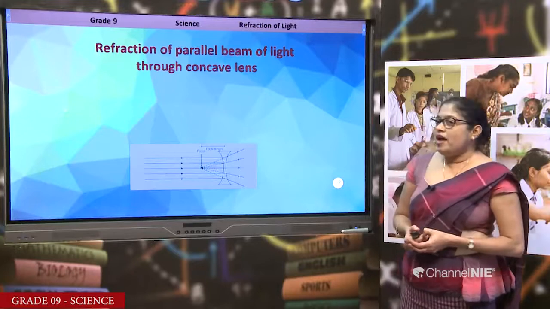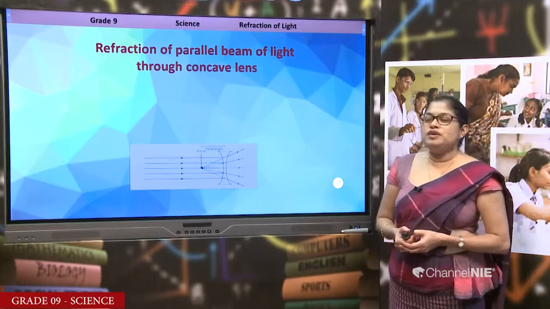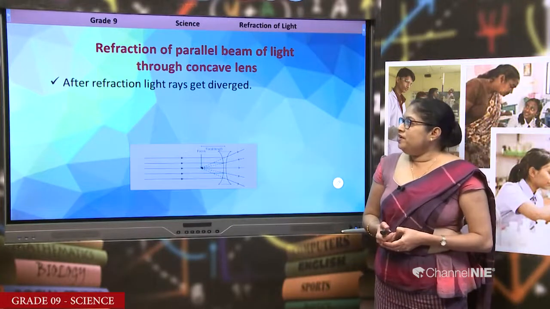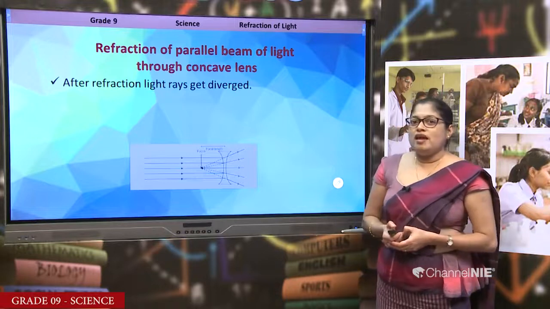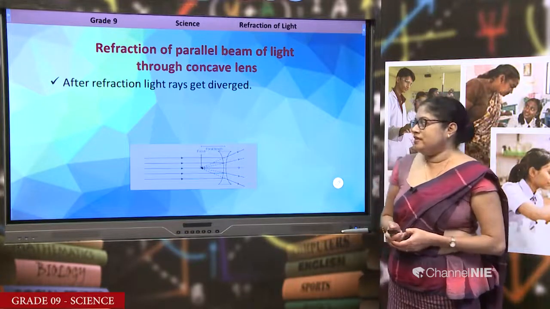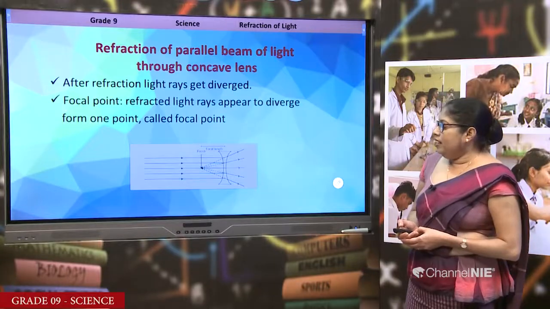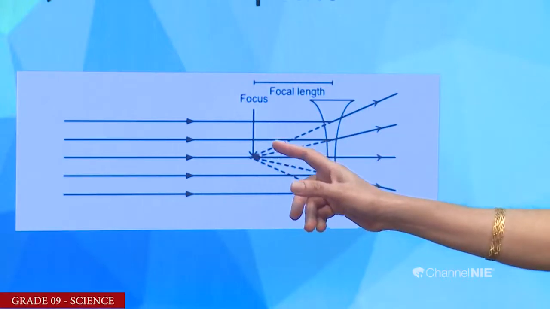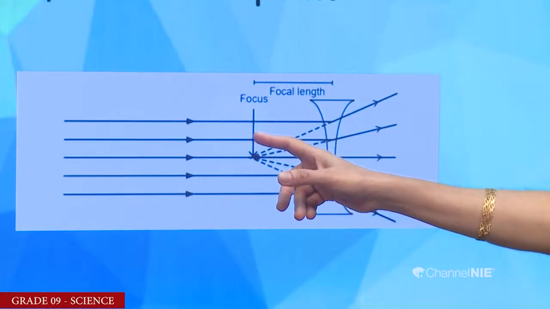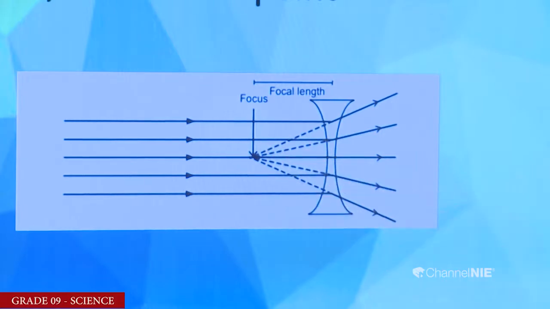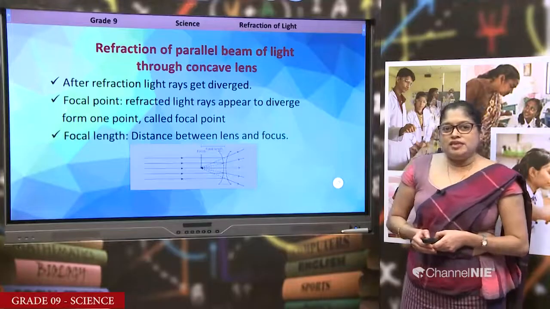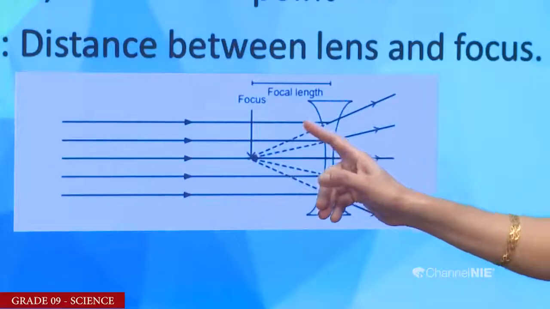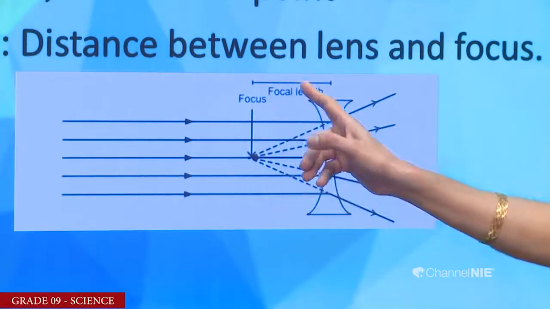Let us see refraction of a parallel beam of light through a concave lens. You know that after refraction, light rays get diverged from concave lenses. Here, light rays appear to diverge from a certain point. We call it a focal point or focus. Same as biconvex lenses, the distance between the lens and the focus is known as focal length.